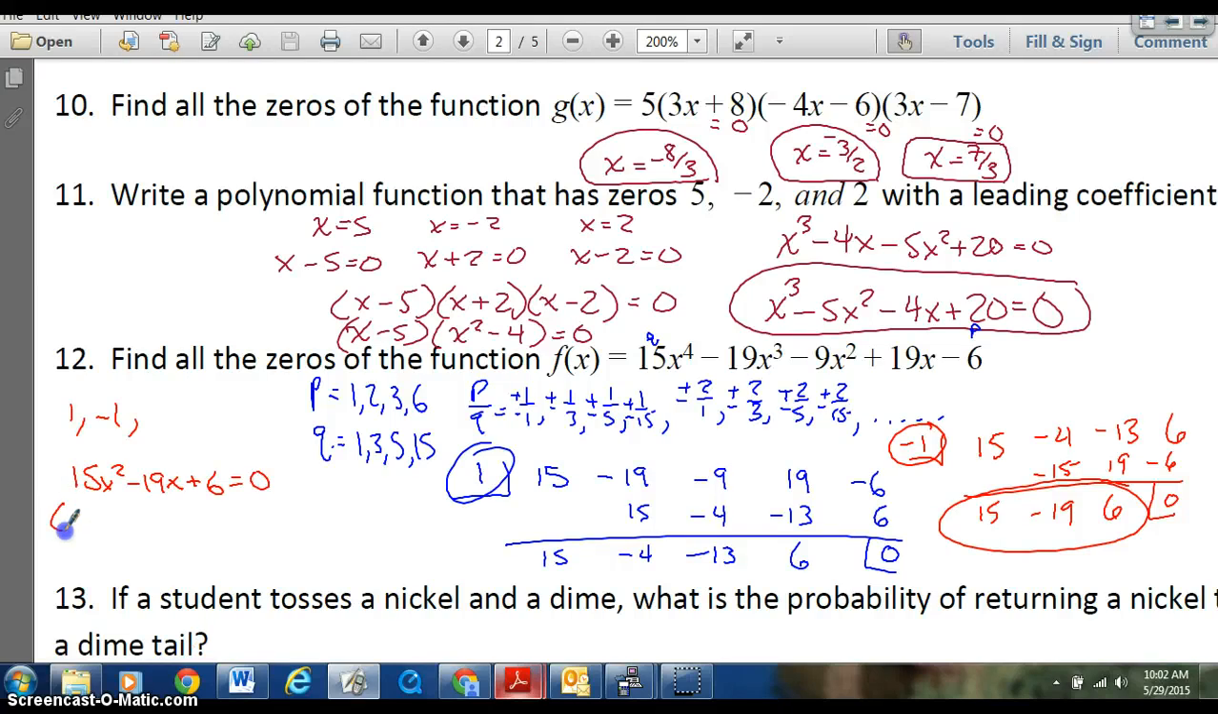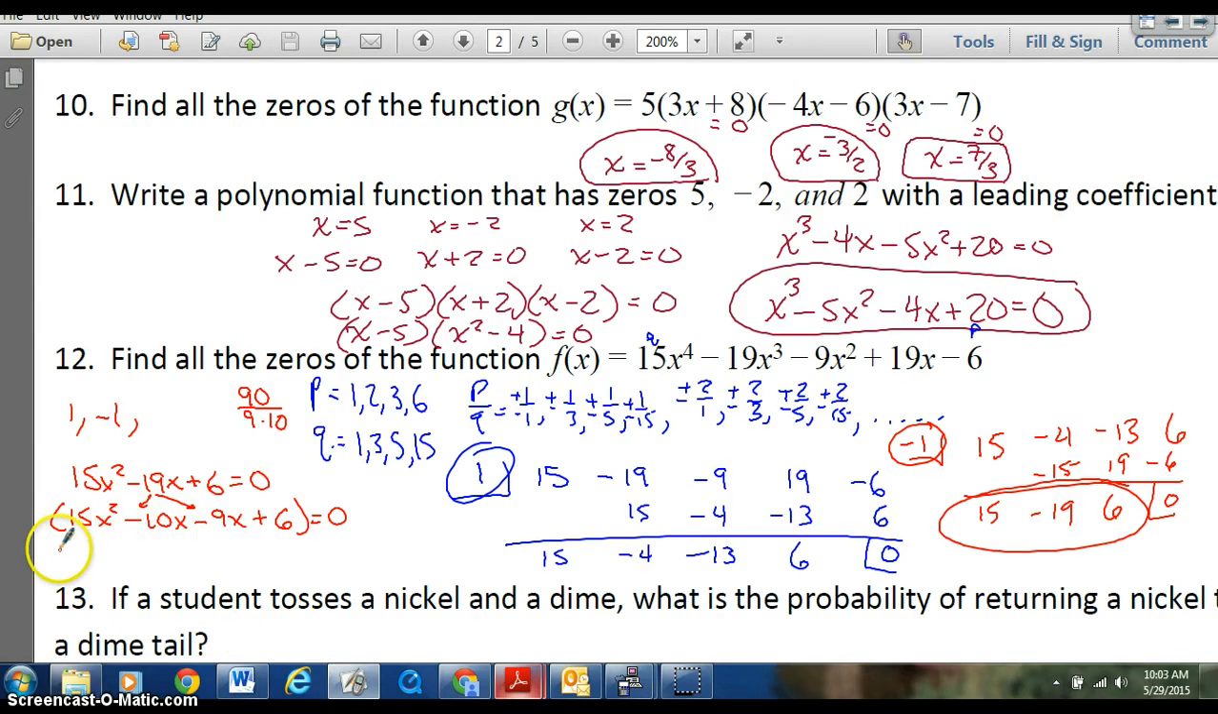Oh, so I can factor this. 15x squared minus 10x minus... How do I come up with that? Well, minus plus is minus minus. 15 times 6 is 90, and I saw 9 times 10 multiplies to 90 and gives me 19.